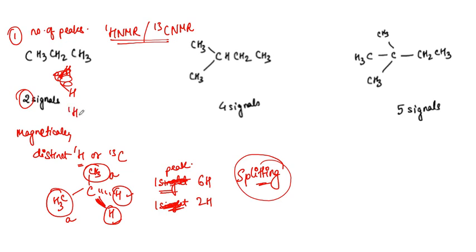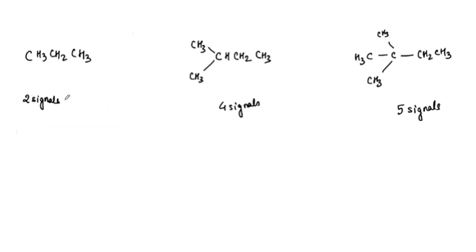Now how many signals for carbons? We have two magnetically distinct carbons. Both of these are carbon A, and this is carbon B. So again two signals in the C13 spectroscopy as well. Let me just erase all of this. So 2 signals in the proton NMR and 2 signals in the C13 NMR as well. Very well. Let's now look at the second molecule. How many magnetically different protons are present?